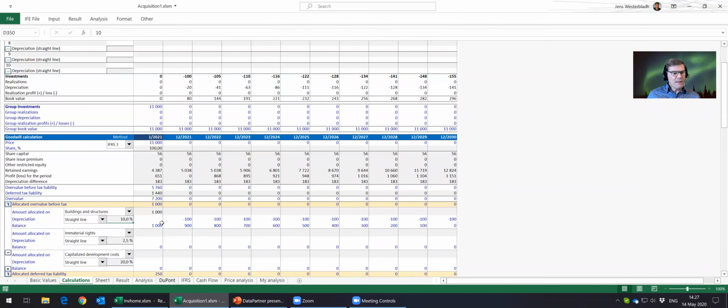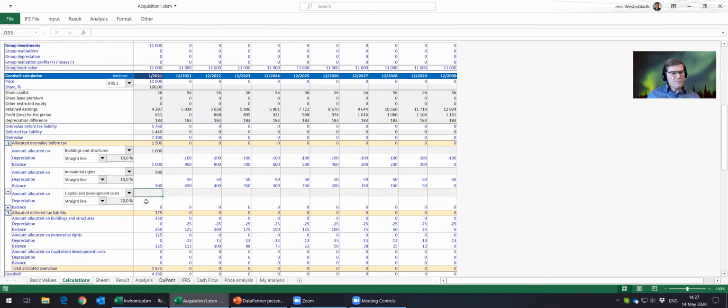And maybe there is some value which is not shown in the balance sheet. Maybe there is some brand value, loyal customer base, or some royalty use rights, something that is not taken into account in the balance sheet. Maybe that's worth, let's say, 500,000, and we will depreciate that over 10 years.